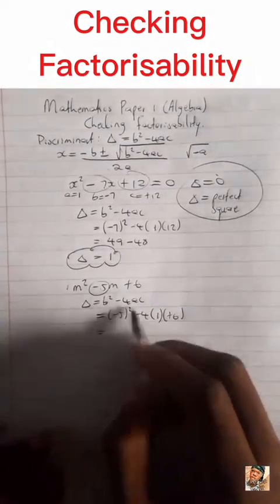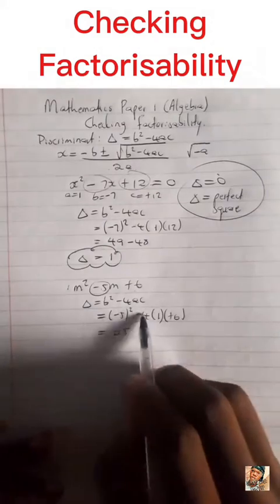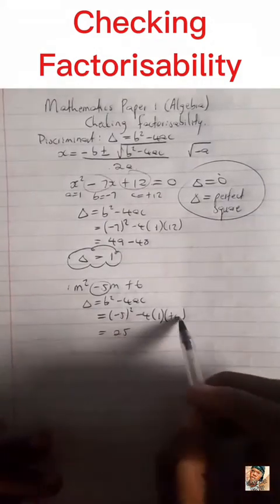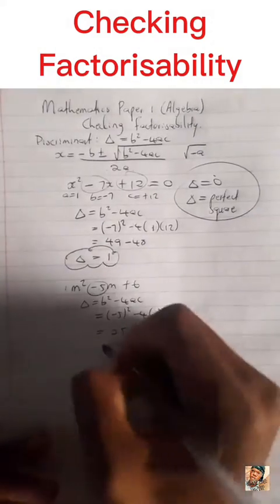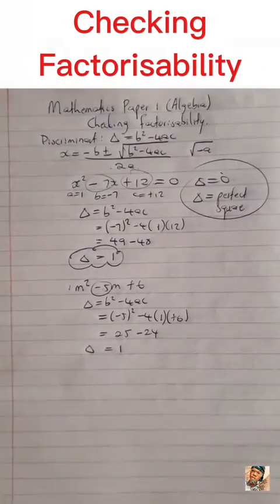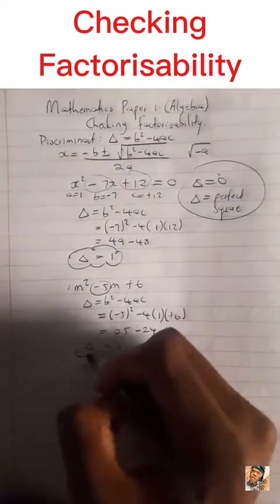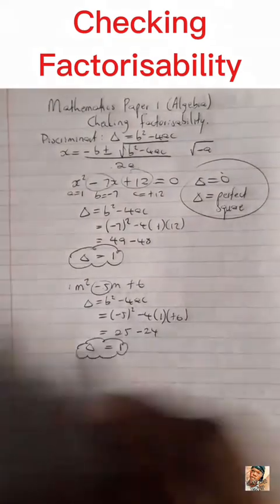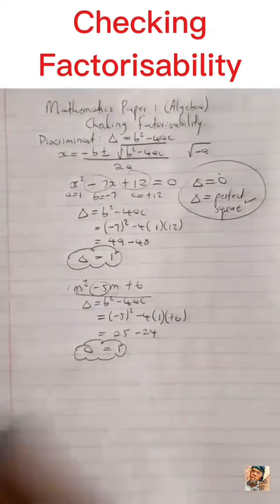Now we're going to say negative 5 squared is positive 25, negative 4 times 1 is negative 4, negative 4 times positive 6 is negative 24. Again, we're still getting the discriminant is equal to 1. And because we have previously said that 1 is a perfect square, the discriminant is equal to a perfect square, that means that this expression can be factorized.